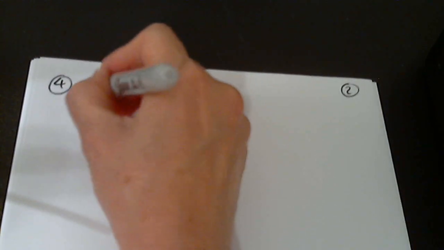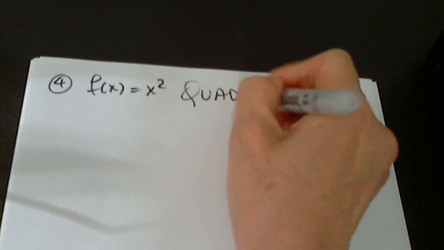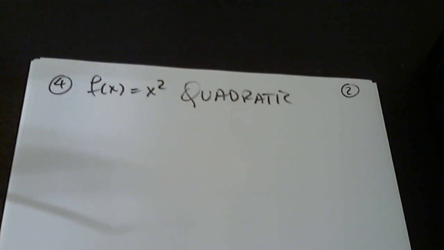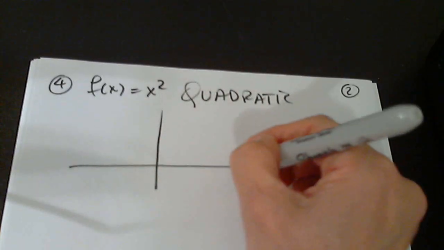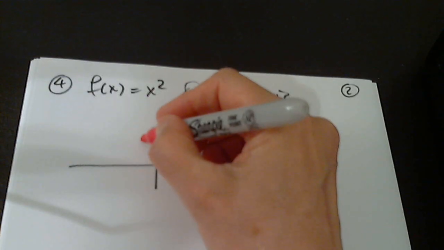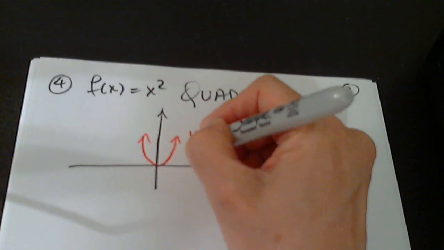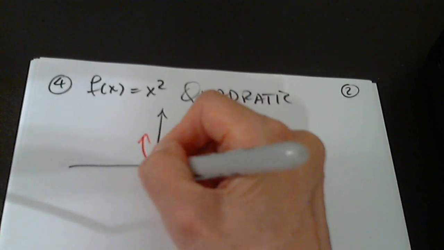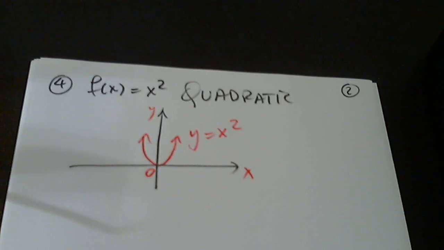Quadratic. So f of x equals x squared. Quadratic. This is the simplest possible quadratic function. And I hope everyone remembers its graph. This is its graph of the quadratic function. It has a vertex at the origin. The vertex is at the origin.